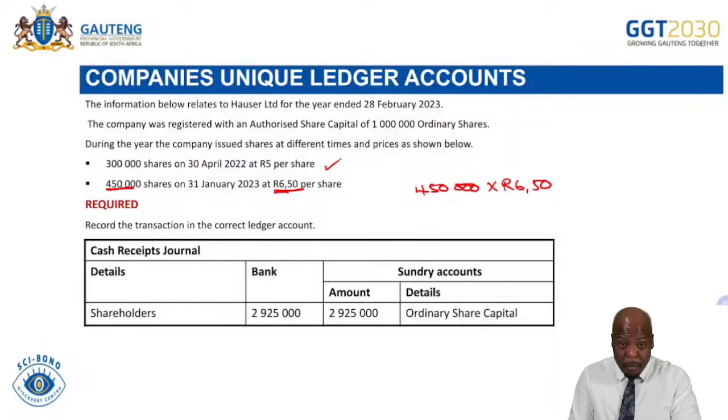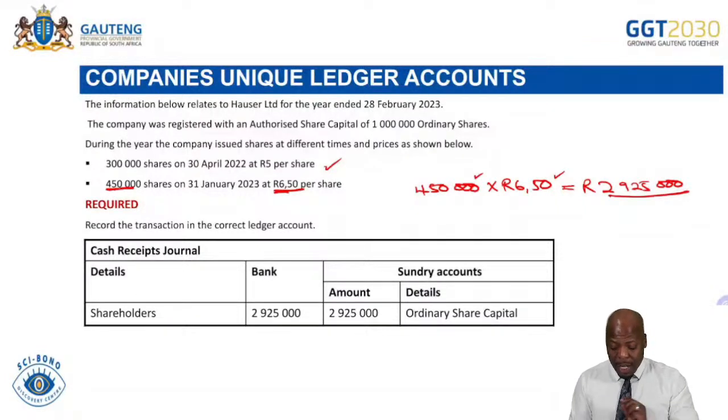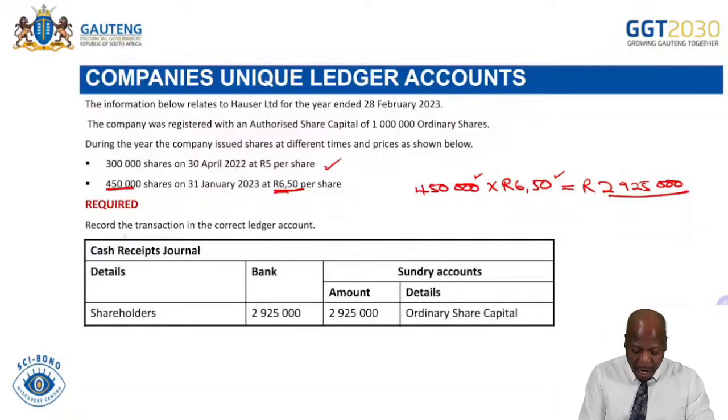Make sure you have your calculator close to you. I want you to punch in 450,000, multiply that by 6 rand 50. And then how much does that give you? It should give you 2,925,000. Are you still with me? Do you get 2,925,000 on the calculators? Okay, cool. So that will be recorded then in your CRJ.